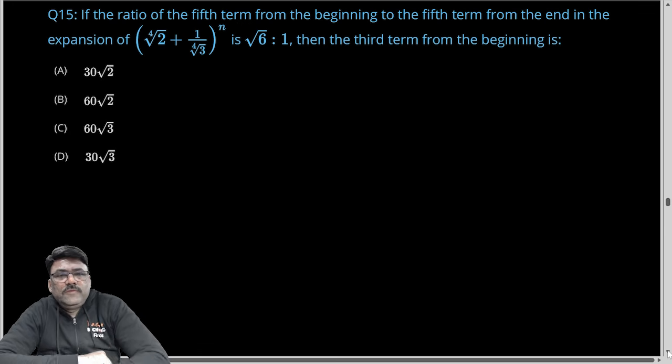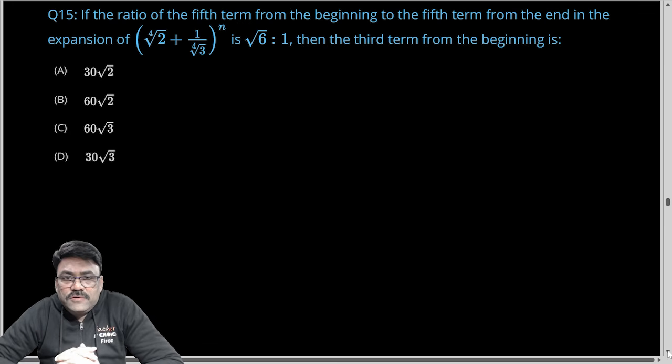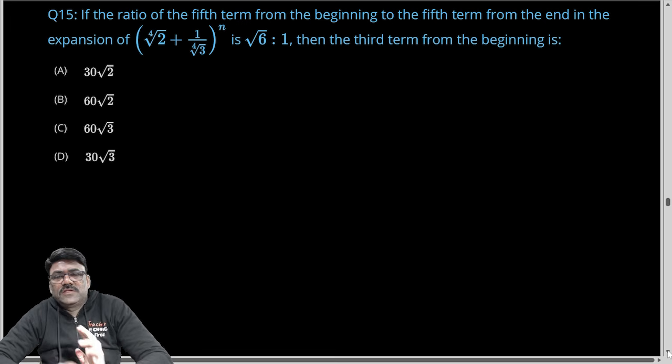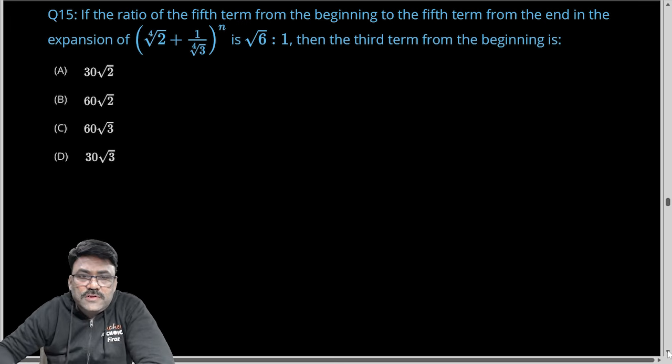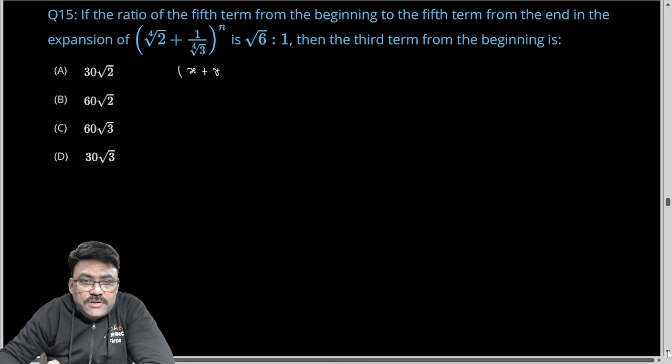See this question, this is from binomial. The ratio of the fifth term from the beginning to the fifth term from the end in this expansion is root 6 by 1. What is the third term from the beginning? So let's write this expansion as (x plus y) raised to n. I'm taking x as fourth root of 2 and y as 1 by fourth root of 3.